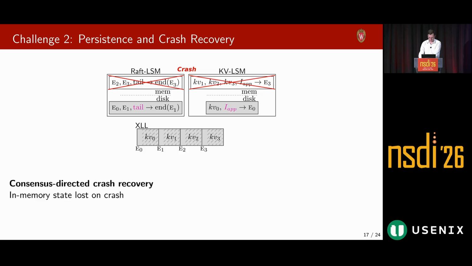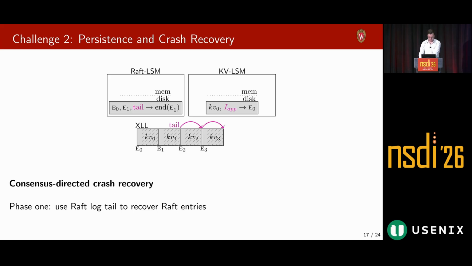During a crash, we're going to lose all that memory data, and we're going to have to recover it from the XL log. You'll notice we keep a little bit of extra state persistently on disk. So in particular on the raft side, the tail pointer, which points to the end of E1, points to the last persisted entry that we have on the raft side. Whereas on the key value side, we have persisted the last applied index. So the last applied entry was E0 holding KV0.